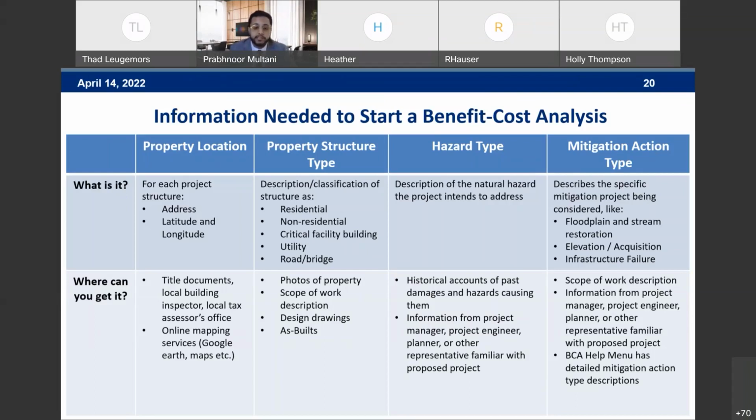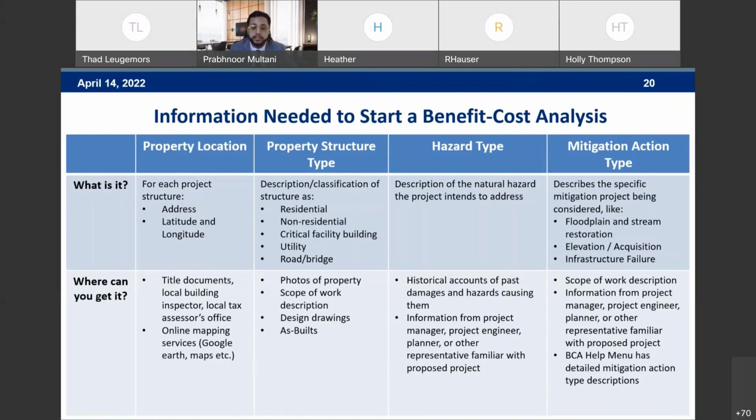The hazard type, that's going to be the description of the natural hazard that the project intends to address. This can be riverine flooding, coastal flooding, hurricane wind, wildfires, etc. And where can you find this information? You can find it from historical accounts of past damages and hazards causing them. This is information you can get from the project manager, engineer, planner, or other representative familiar with the proposed project.